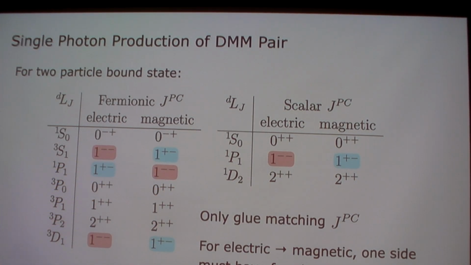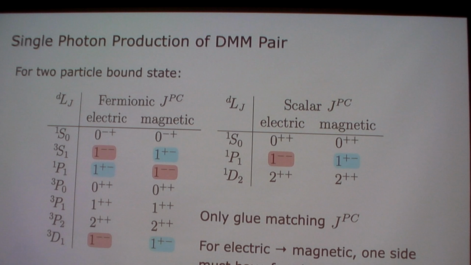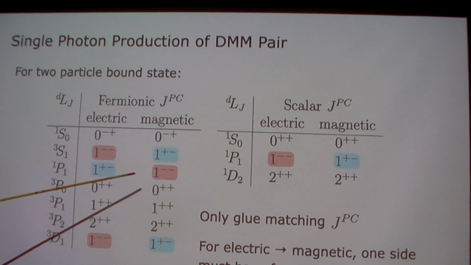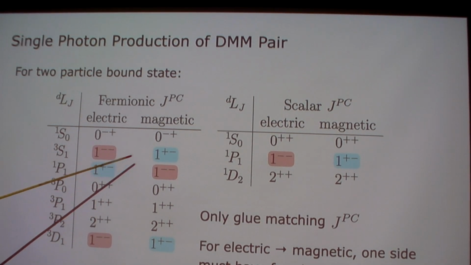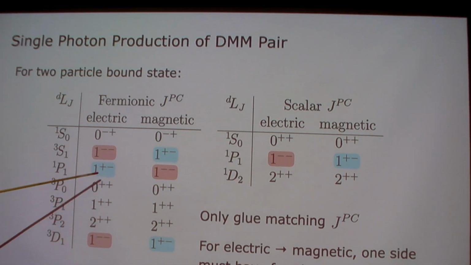So you can see if we just want JPC to be conserved, it is possible to have an electric particle going to a magnetic particle or the other way around. It's just that if you want to look at the blue case, then all the magnetic particles should be matched to the fermionic 1 plus minus JPC, which has a singlet state for the spin configuration of the two fermions.